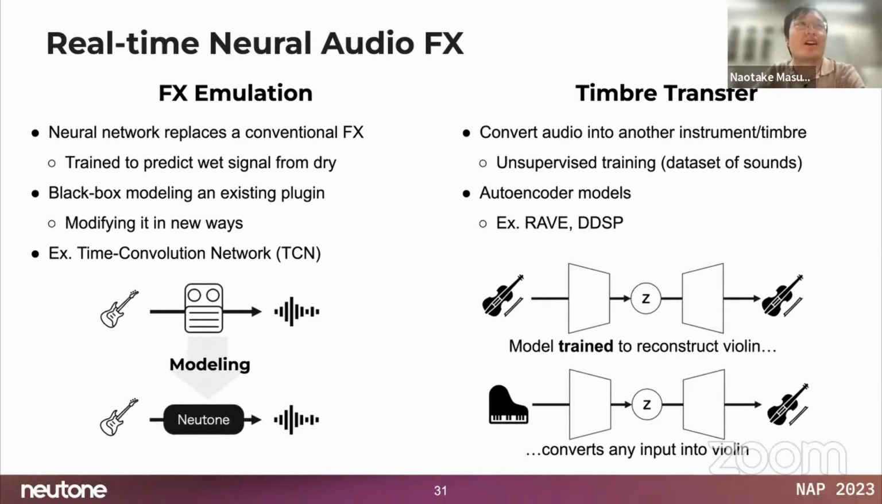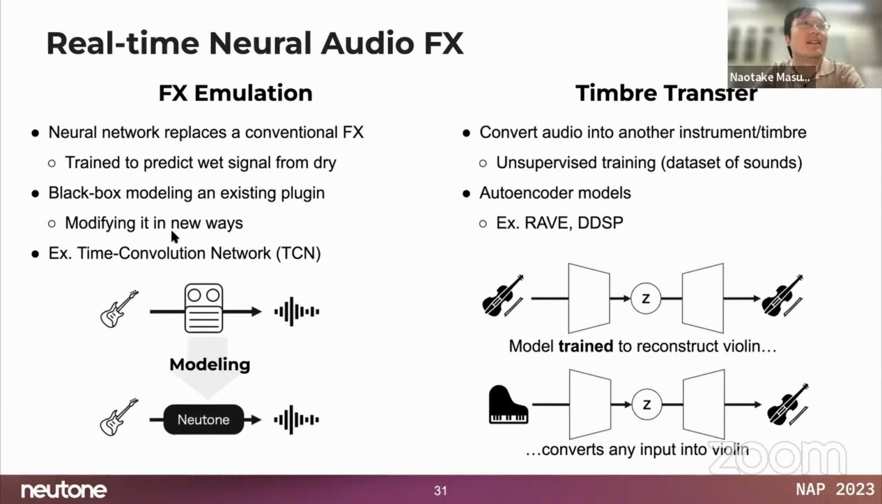The first is effect simulation. So basically you train a neural network to replace a conventional effect module. So this network is trained to predict the wet signal from the dry signal, and in that sense we call that a supervised sort of problem.